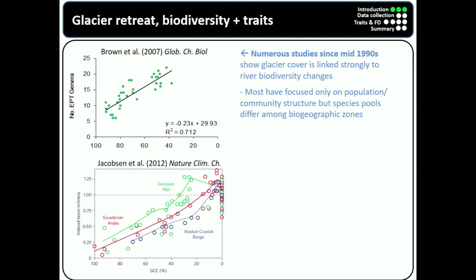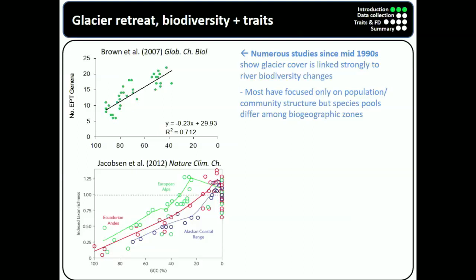So I said there's been these studies since the 90s. I started working on this as part of my PhD about 10 or 15 years ago, and we published this in 2007, showing responses here of mayfly, stonefly, and caddisfly genera richness as glacial influence dropped off.